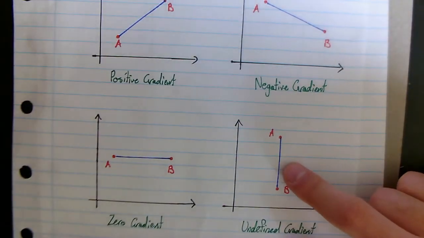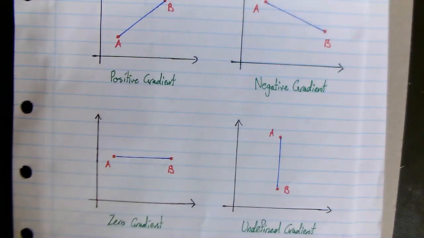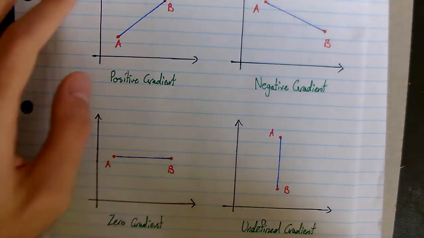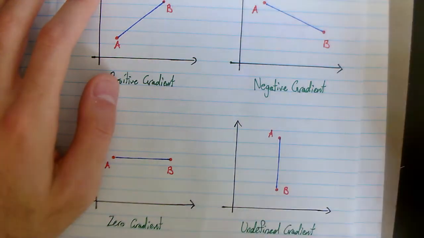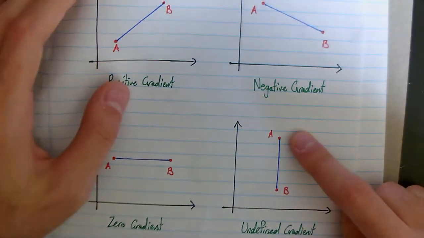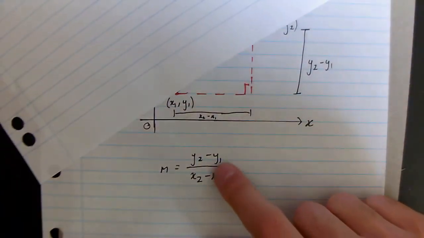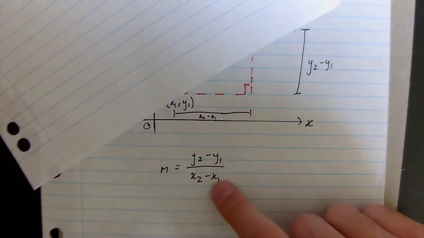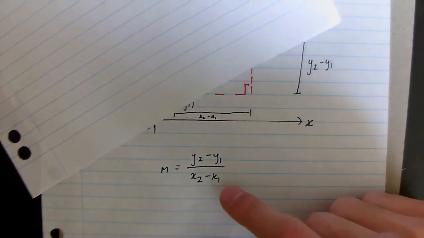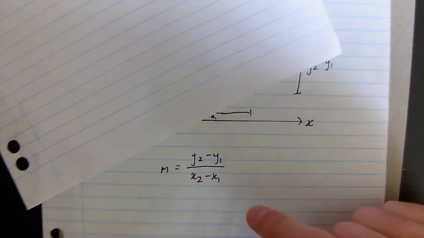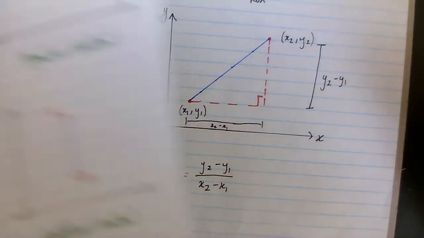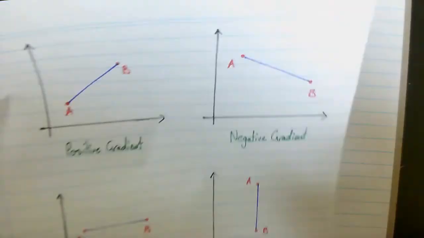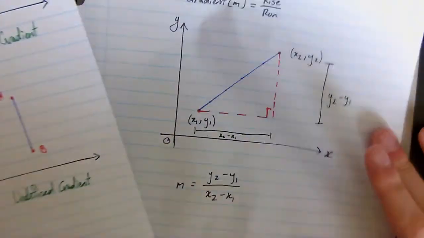Now, how do we get an undefined gradient? We get this if we look at the x values. The x values between a and b don't change. It's actually the same x value. And because it's the same x value, we're going to get a 0 on the denominator. That essentially means we're dividing by 0, and we should know that we can't divide by 0, and hence that's going to be undefined. If you put it in a calculator, whenever you're dividing by 0, it will give you some math error or something like that.